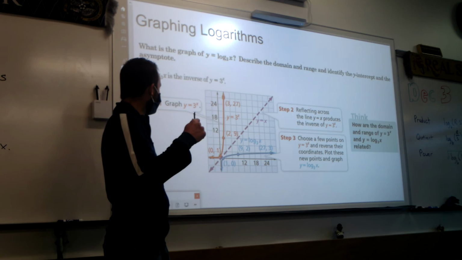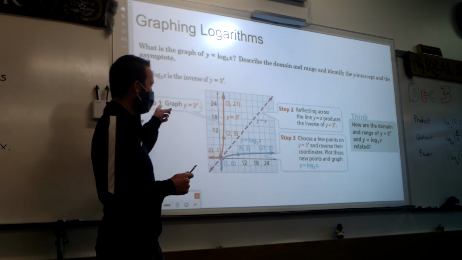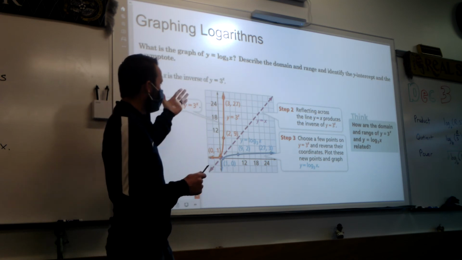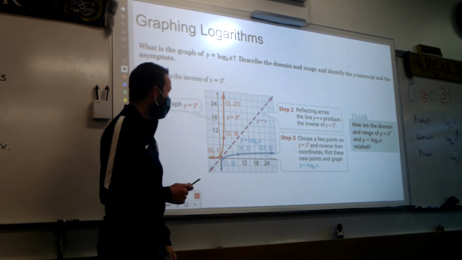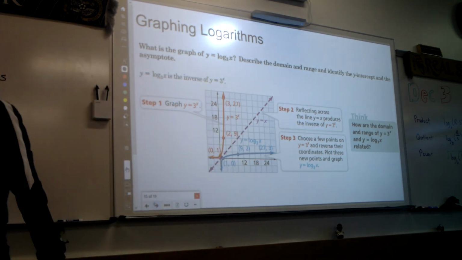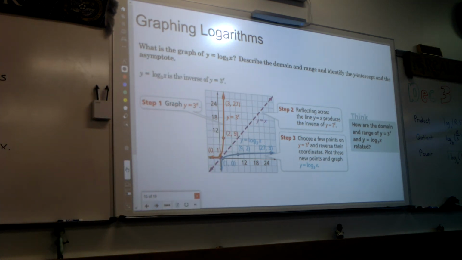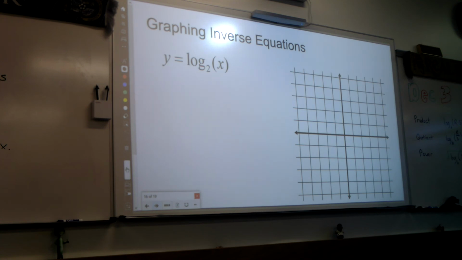So what are your steps? Step 1, you're going to find and graph the inverse. Step 2, you just flip it over the line. And then connect the dots, you've got your graph. Let me show you an example, and then we'll call that good for today, okay? So I want to graph log base 2 of x. What is the inverse of log base 2 of x? So the inverse is 2 to the x.